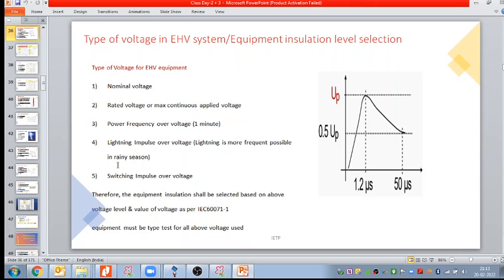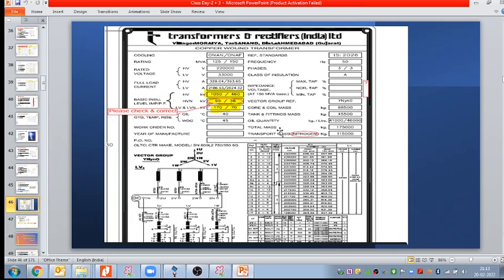We did that yesterday, and we have seen that these 5 voltage values are also mentioned on each equipment rating plate. We took the reference of this transformer rating plate, and we can see here that this voltage value is mentioned on the rating plate. Let me ask one question: what is the meaning of this value in easy and layman language?